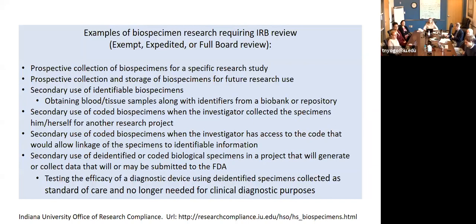So there are a whole range of times when IRB review would be required, and they're largely contingent on that distinction, the intervention and interaction distinction. So prospective collection of biospecimens for a specific research study. So you know you're doing research, you have a research question, your purpose of interacting with the patient is to obtain data for the research.